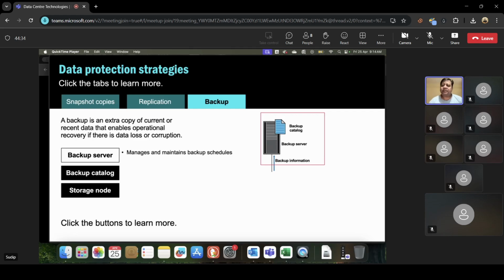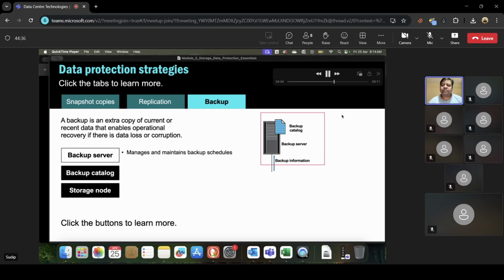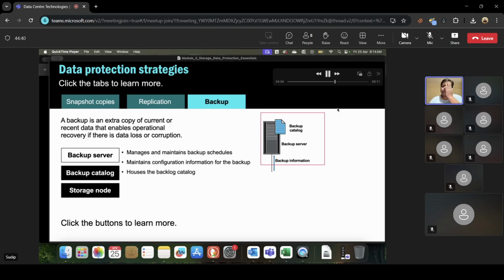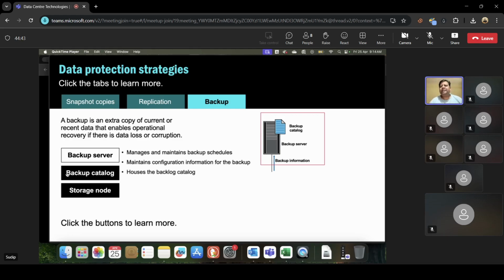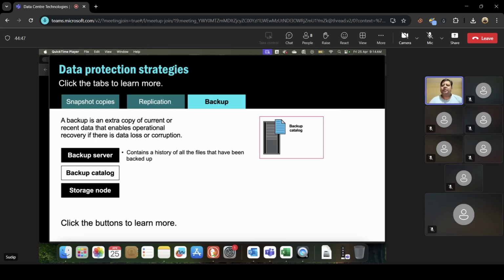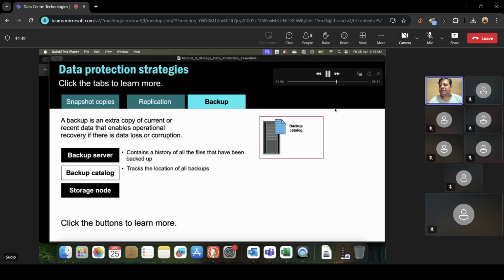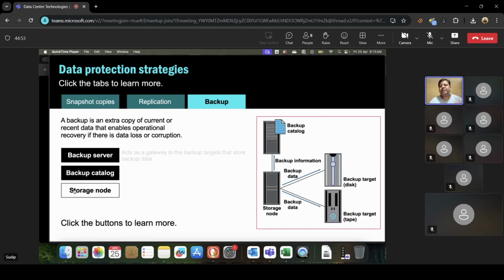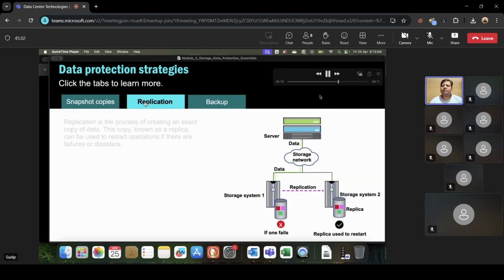Even if the complete server is down, even if the complete storage is down, it got encrypted by malware, or somebody accidentally did delete star dot star, everything. Or an employee of the company, pissed off by what his manager said, wanted to delete the complete data before he left his job. Such kind of people are also there. So when such a thing happens, how do you recover? You use these backup software to recover the data.